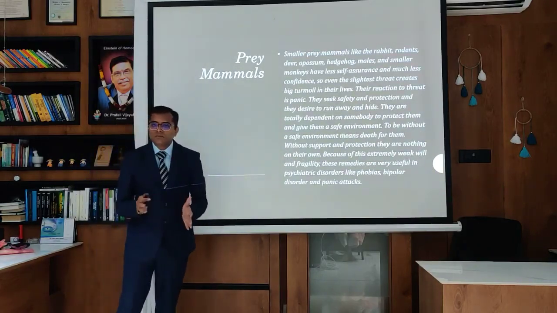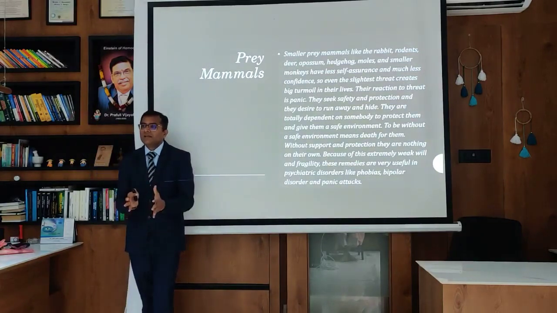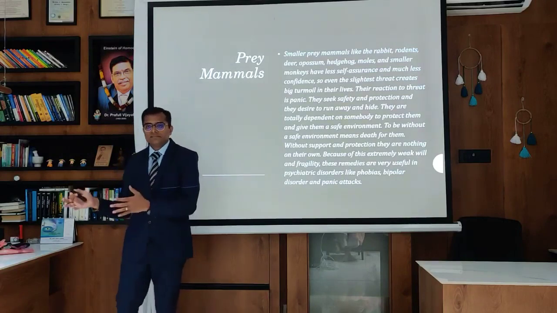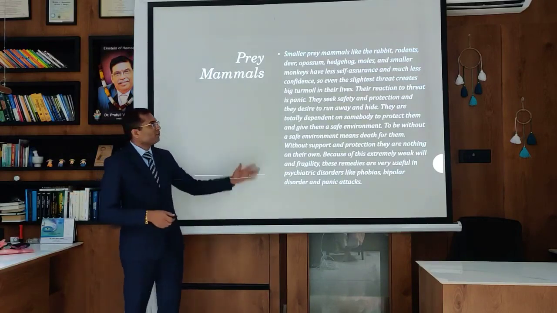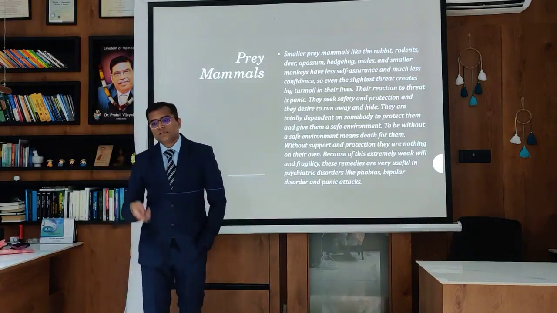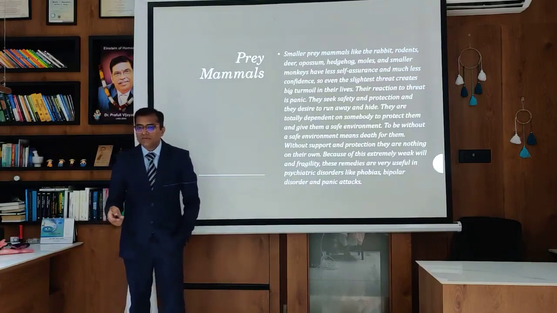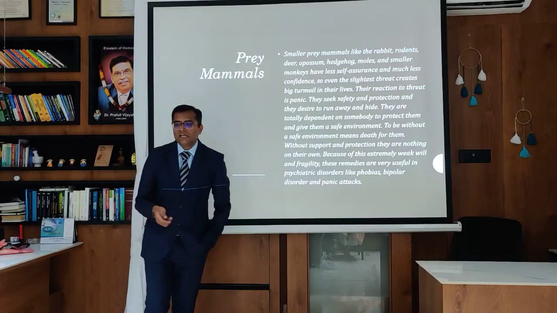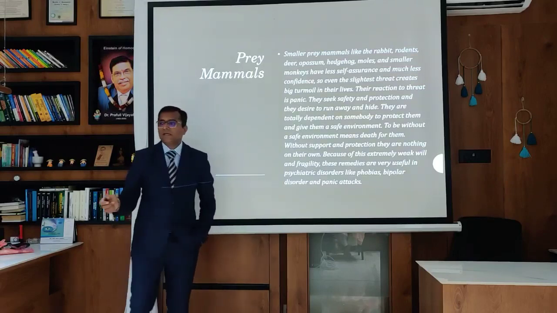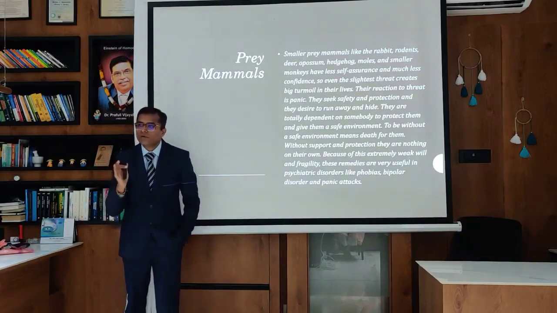What are the different aspects of smaller prey members? We have seen the larger prey members have strength and they are very docile, and they submit themselves. But what are the smaller mammals? Smaller mammals like rabbit, rodent, deer, opossum, hedgehog, moles, monkeys, they have less self assurance and much less confidence. So even the slightest threat can make a big turmoil. They go into a state of panic. So most of the time fear is overpowering.